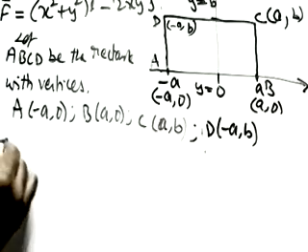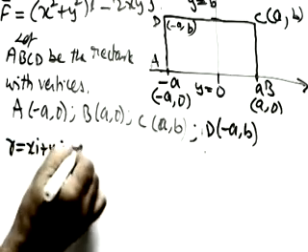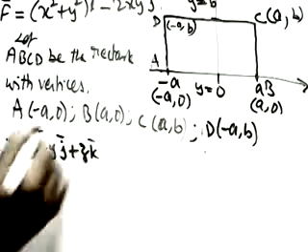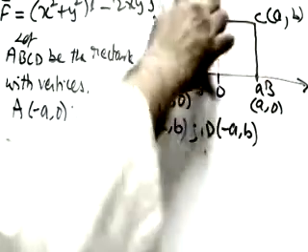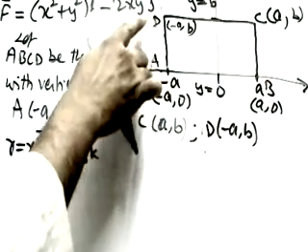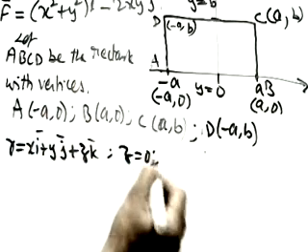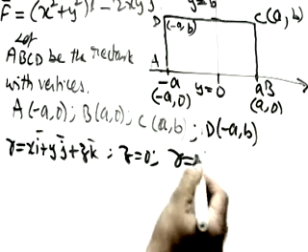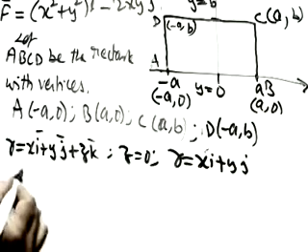Now see the next step. We know r equals xi plus yj plus zk, but clearly the plane is given on the xy plane. We don't have z here, we don't have k here, so that means z equals 0. So what is left here? r equals xi plus yj.